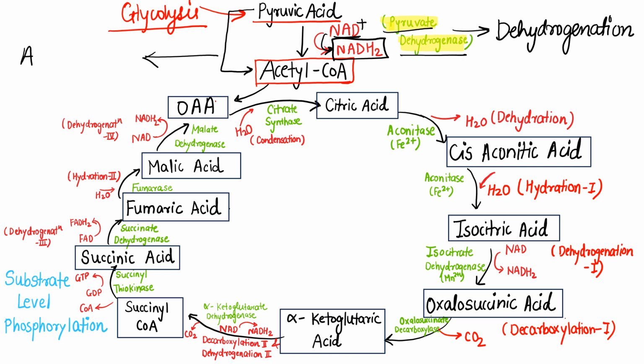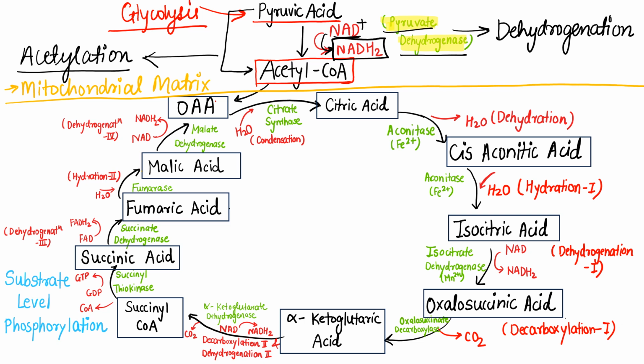This process is called acetylation. This process is also carried out in mitochondrial matrix along with this actual Krebs cycle, which we will see now.